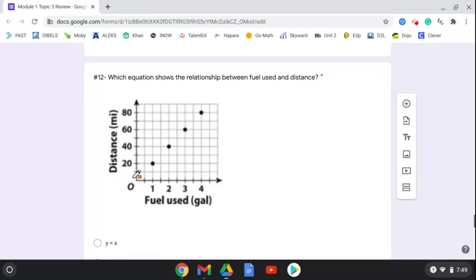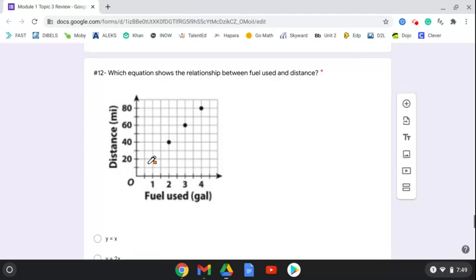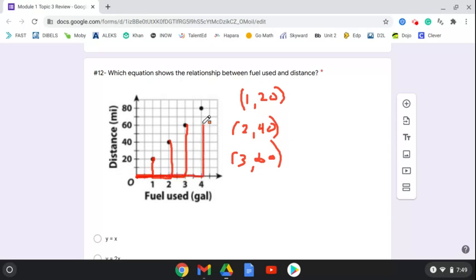Number 12, which equation shows the relationship between fuel used and distance? You need to write their ordered pairs. Okay, so the ordered pair for this dot would be 1, 20, right? Then you have the point 2, 40. Then you have the point 3, 60. And finally, you have 4, 80. Okay, so there's your ordered pairs, your points, which are made up of x values and y values.